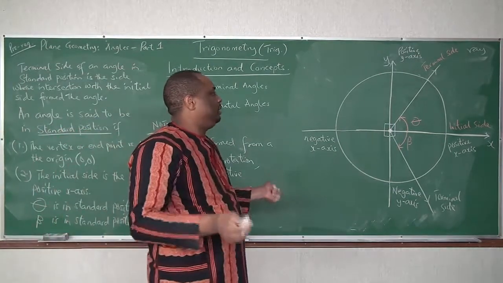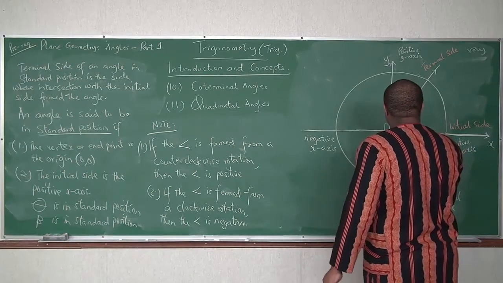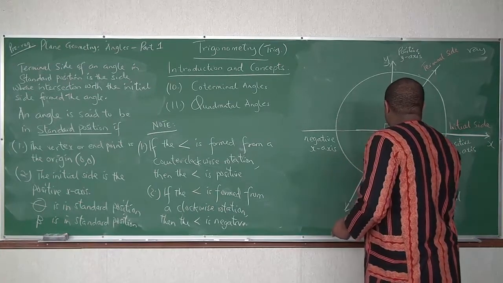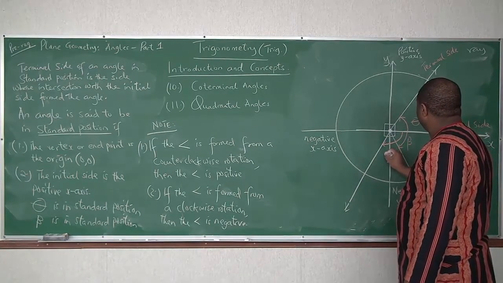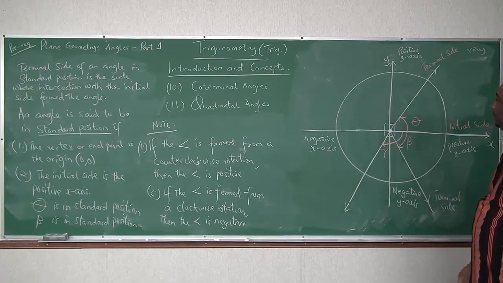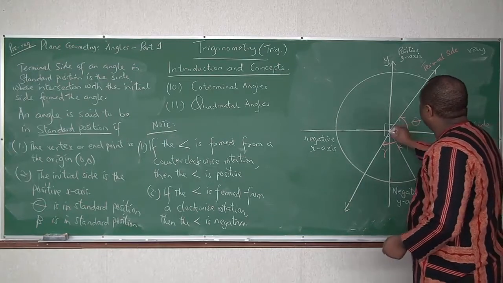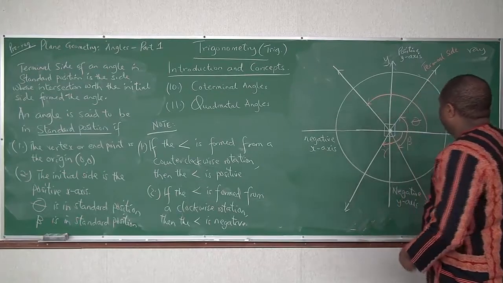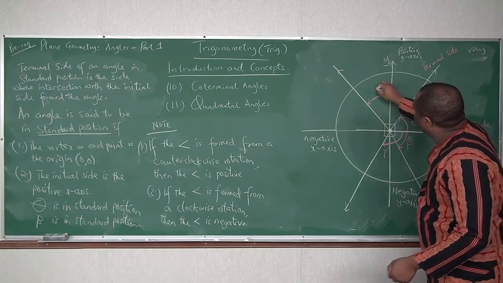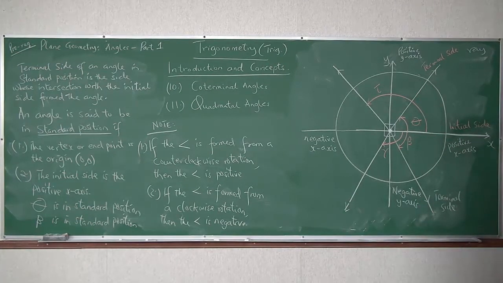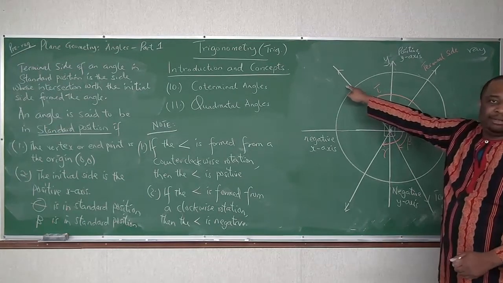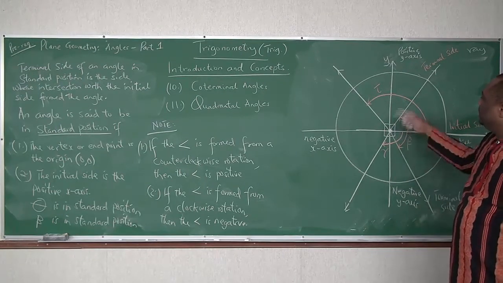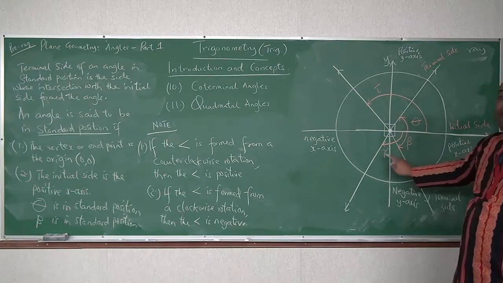Now, we can draw as many angles as we want to. You could have another angle here that is negative. This is the terminal side. Maybe let's say that this is gamma. We could have another one from here, and this will be tau. As many as possible. But just know that all of them have the initial side as the positive x axis. So in this case, theta and tau are positive, beta and gamma are negative.